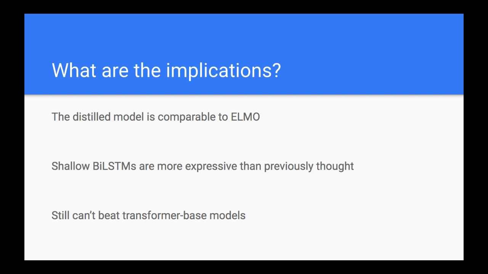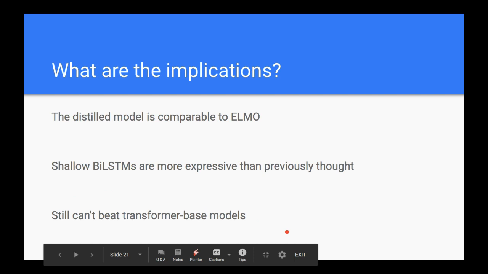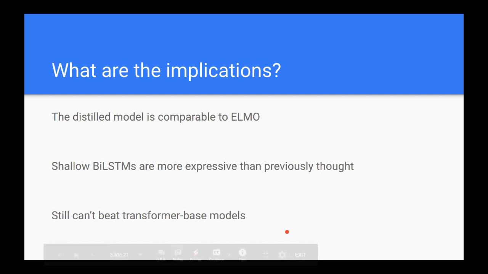So what are the implications? There are actually a few. The distilled model is very good, just like I said. It's comparable to ELMo, and shallow LSTMs are more expressive than we previously thought. We just didn't really give them enough data to learn, but it still cannot beat its teacher. Yeah, it makes sense, because as a student, you learn things from the teacher, right? It's very hard to really surpass the teacher.